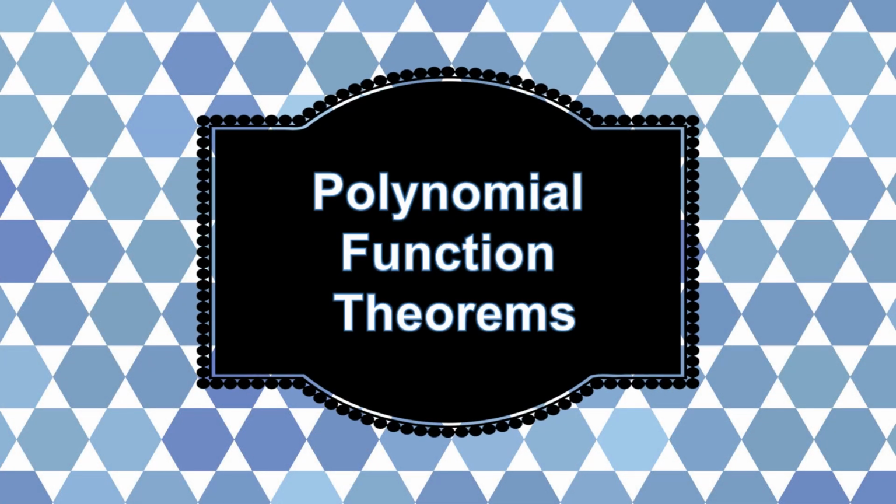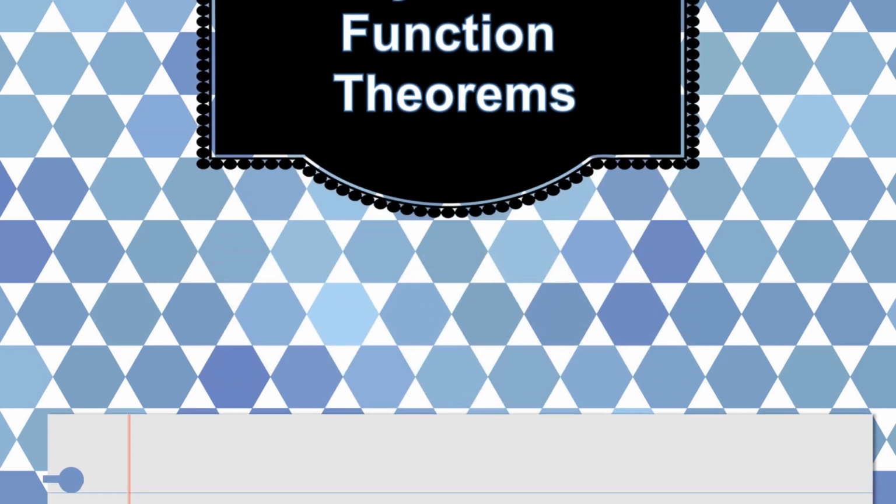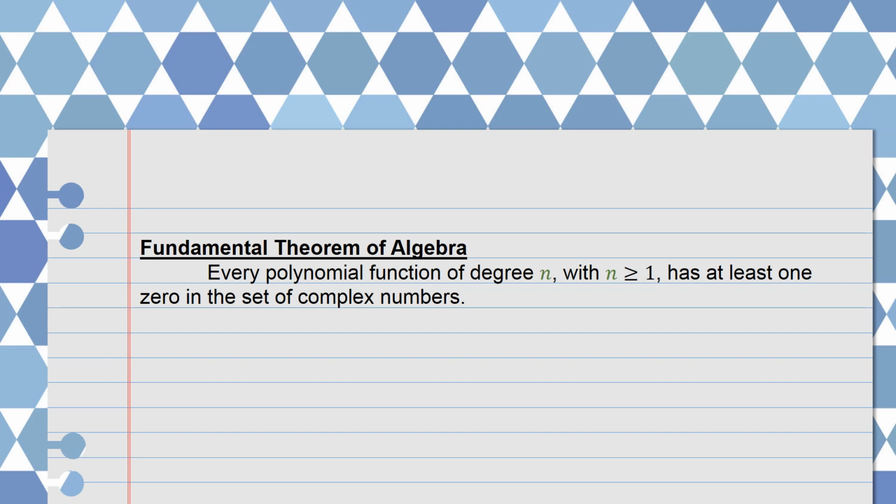This lesson is over polynomial function theorems. The fundamental theorem of algebra states every polynomial function of degree n with n greater than or equal to 1 has at least one zero in the set of complex numbers.